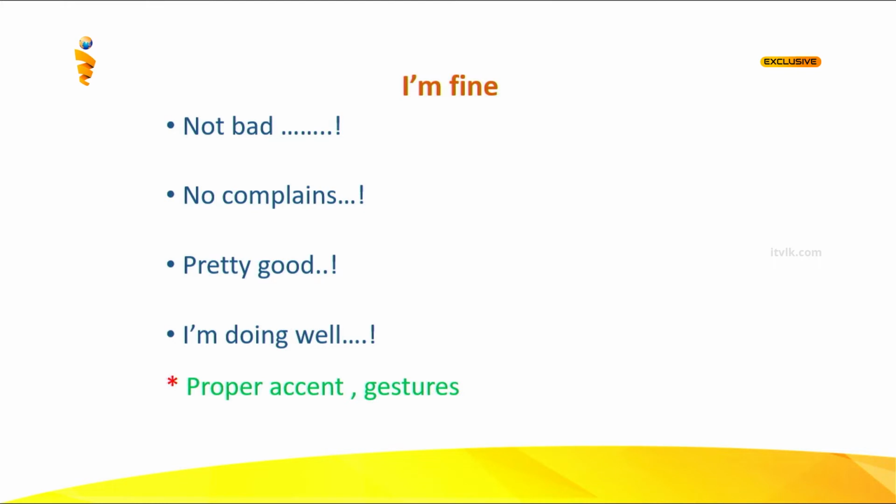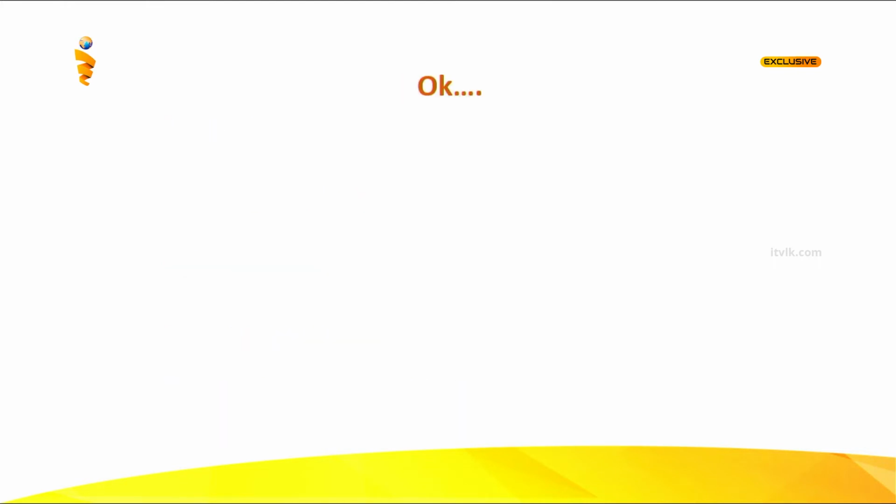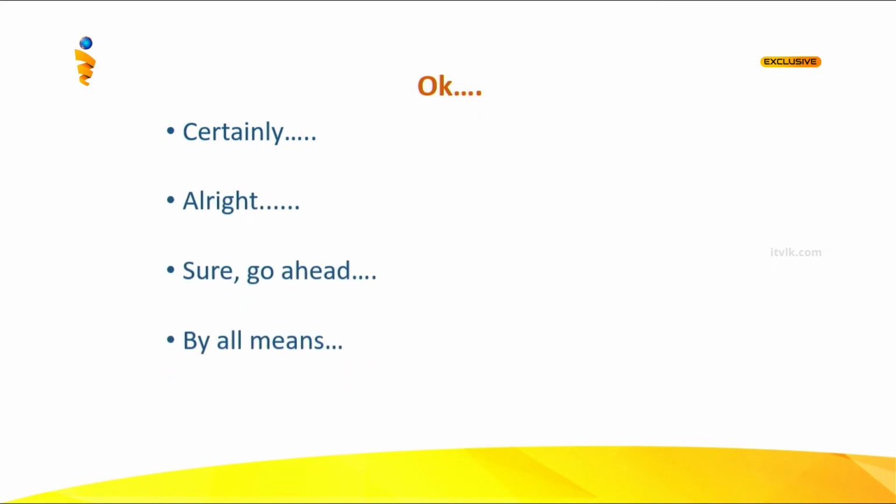So, the next phrase was okay. It gives the kind of agreement. So, what are the possible phrases we can use instead of okay? Certainly. All right. Sure, go ahead. By all means. There also, be sure to use correct pronunciation. What's next? It is, I think.